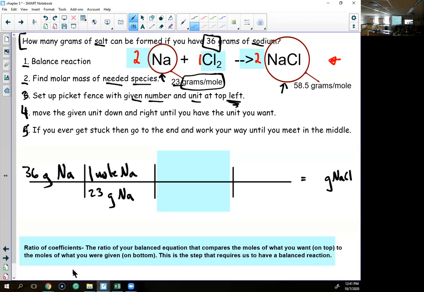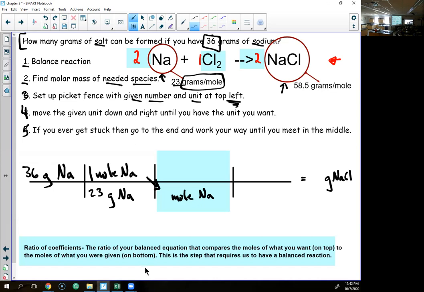Now look at the screen when you're done writing that. So I want you all with me for a second. Okay, now, step 4. Move the given unit down and to the right until you have the unit that you want. Are moles of Na grams of NaCl? No. So I'm going to move this unit over here. And I have mole of Na.